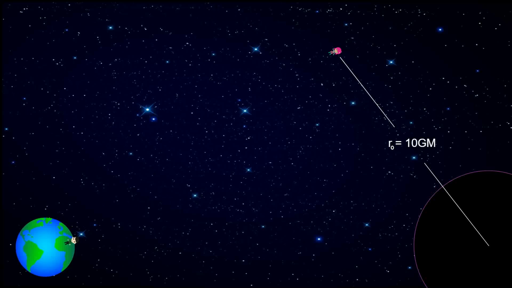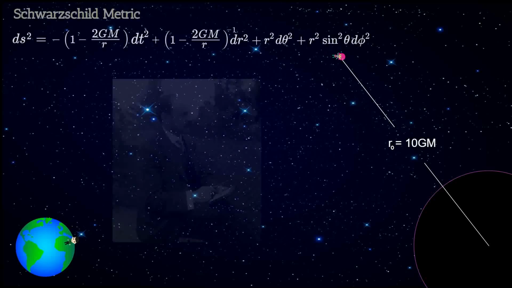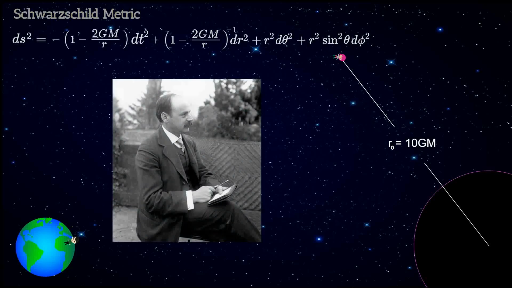How long does it take for Stella to fall, according to her watch, and also according to Tom's watch, back on Earth? Let's find out. A black hole curves space-time according to the Schwarzschild metric, as discovered by Karl Schwarzschild in 1915. We will cover this discovery in a future video, but for now, let us use the Schwarzschild metric as a description of the space-time surrounding a black hole.